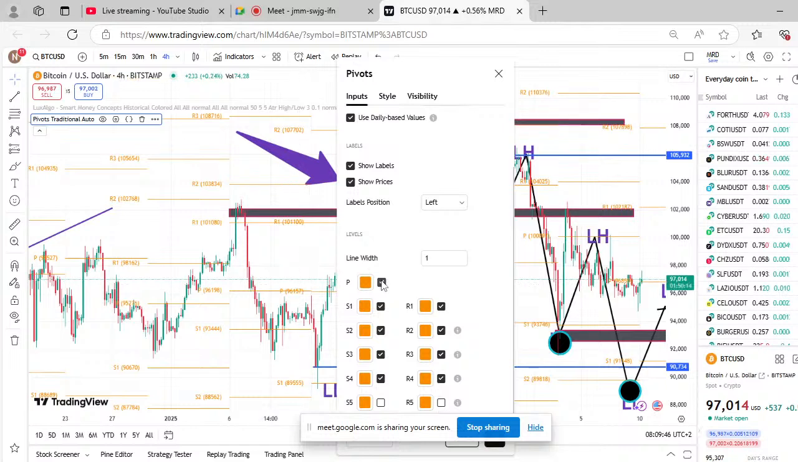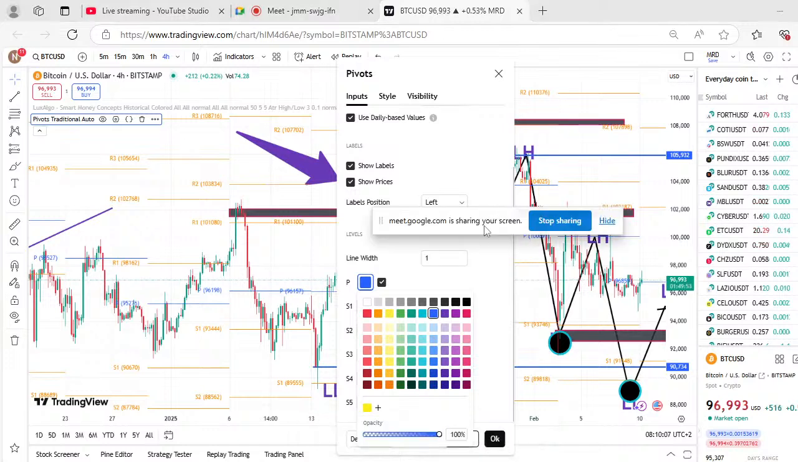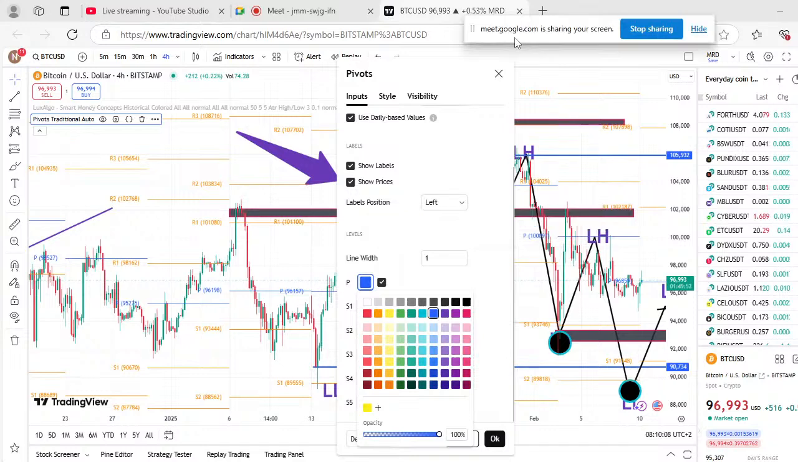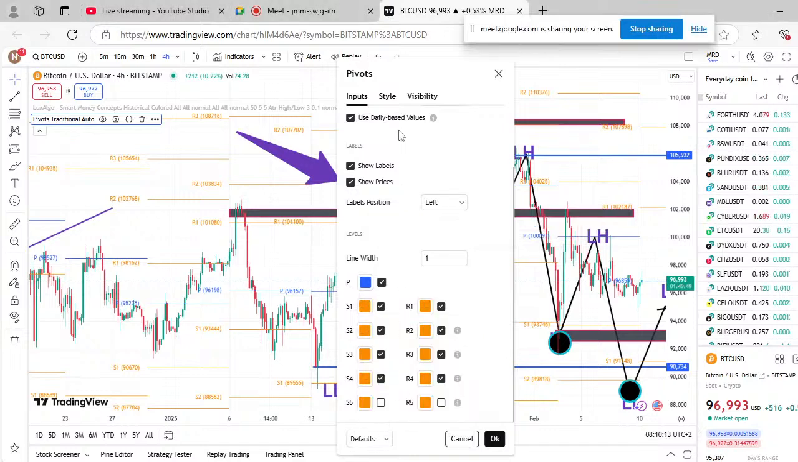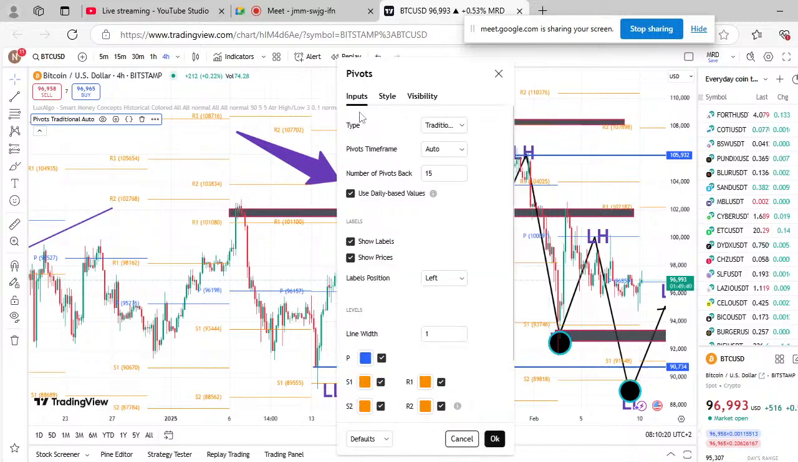Another thing that we need to change is the pivot on the pivot point. I need to change its color. Let us make it blue. We make it blue, and the opacity is fine, 100%. I think the rest are okay. Then on the side of style at the top, there's nothing we need to change. Visibility, nothing we need to change. So we only look at the side of inputs.